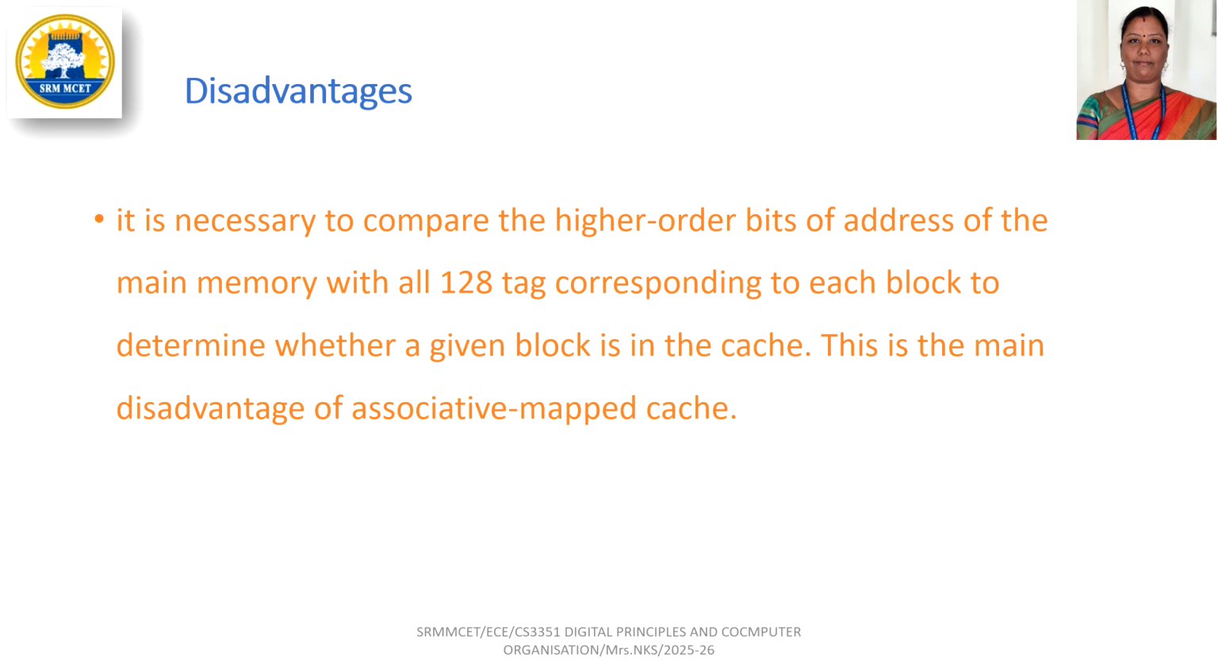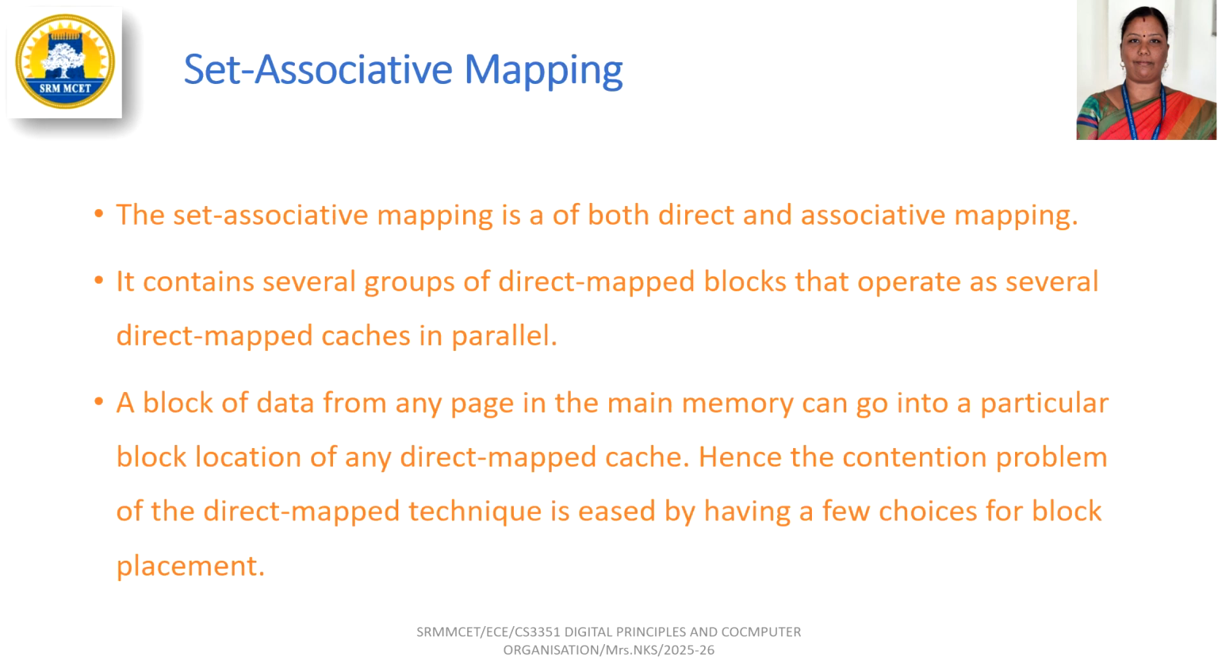Okay. So with that, we will go for the next mapping, set associative mapping. The set associative mapping is a combination of both direct and associative mapping. It has the characteristics of both mapping techniques.